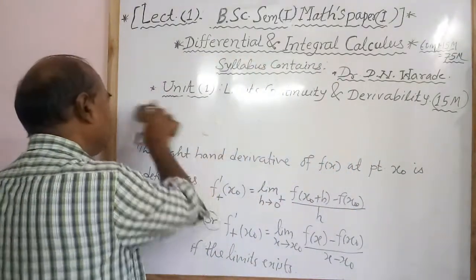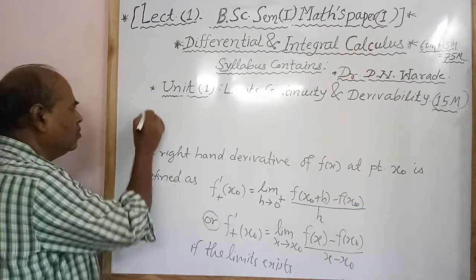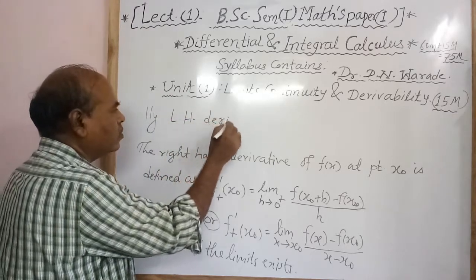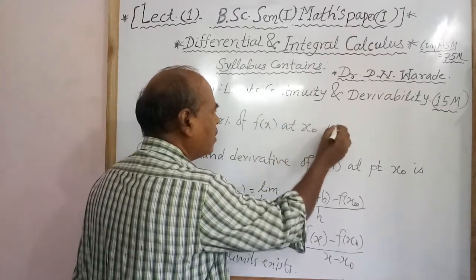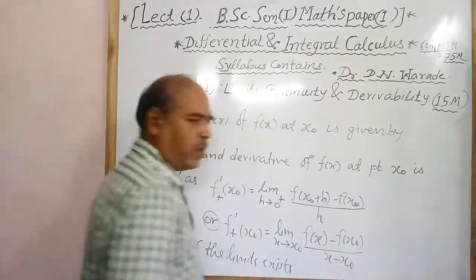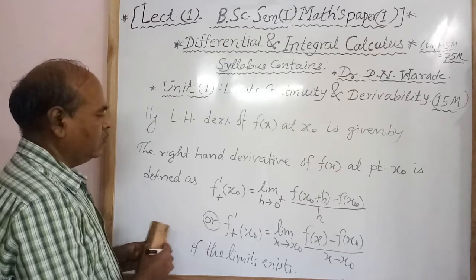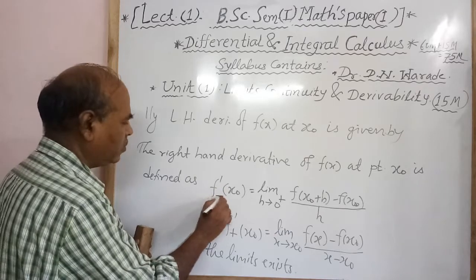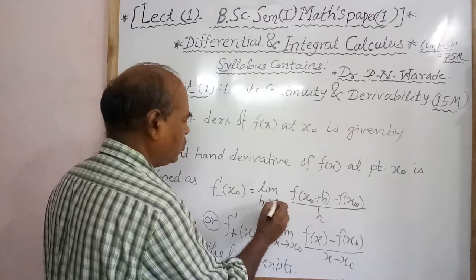Similarly, you can write the left hand derivative of the function. The left hand derivative of f of x at x0 is given by f dash of x0 minus, here also h tending to 0 minus.